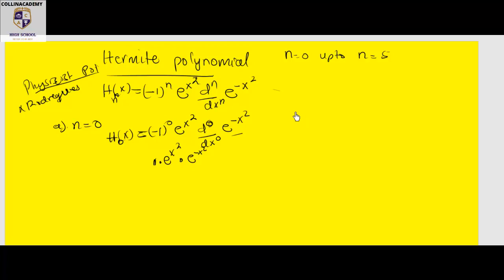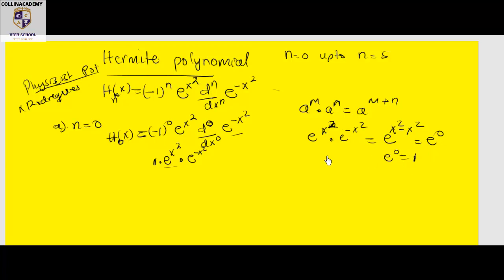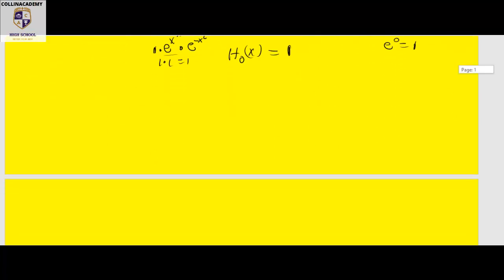From high school, when multiplying powers you add the powers, a^m times a^n is a^(m+n). So e^(x squared) times e^(-x squared) is e raised to power x squared minus x squared, which is e^0, and any number raised to power 0 is 1. So 1 times 1 is 1, and H_0(x), the solution, is 1. Let's go to the next one.